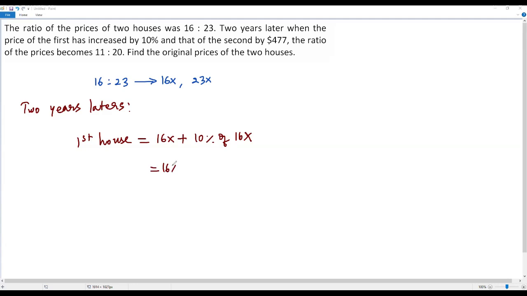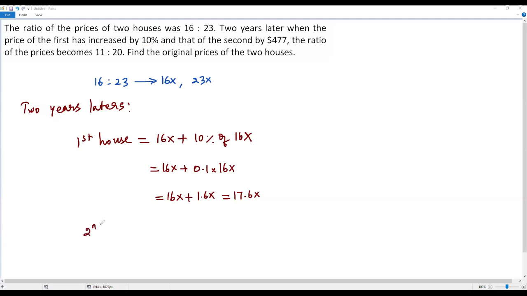Okay, 16x. Now we can convert this 10% to decimal. 10% to decimal means 10 divided by 100, which is equal to 0.1. And this "of" in mathematics can be written as multiplication, times 16x. So 16x, let me write it over here, positive. When I multiply 0.1 and 16, I'm getting 1.6, that is 1.6x. So when I add them, I'm getting 17.6x. So this is the price of the first house when it is increased by 10%.